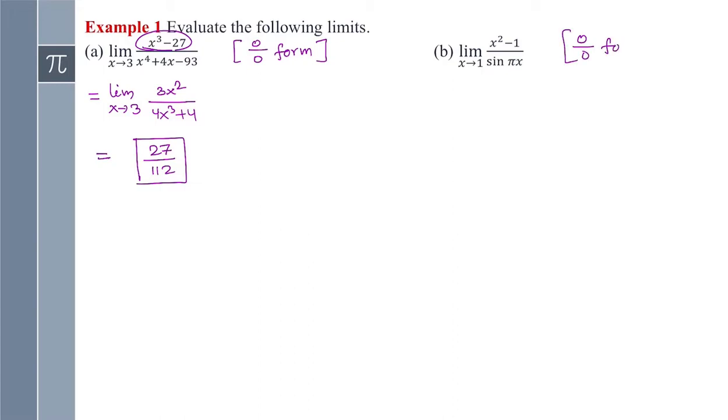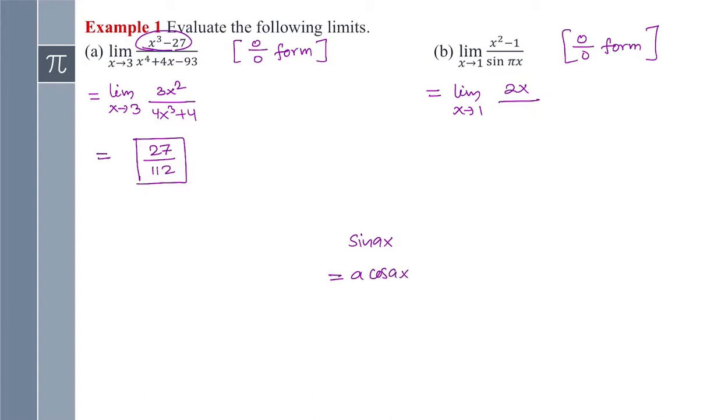So this is also of the form 0 over 0. Okay. Now let's use L'Hopital's rule. So we'll have limit x approaches 1, derivative of the numerator is 2x divided by, so the derivative of sine ax is just a cosine ax.